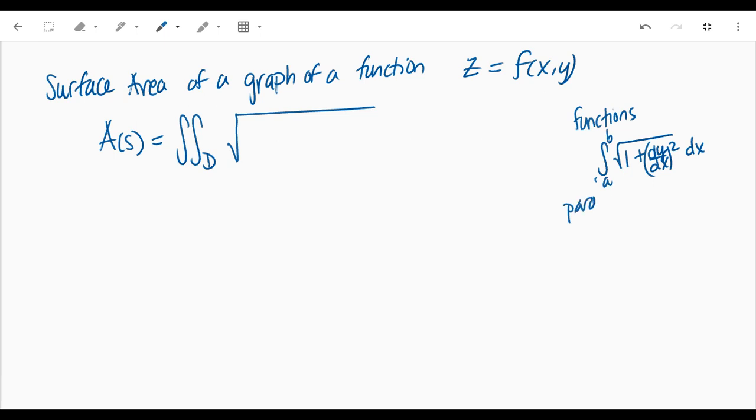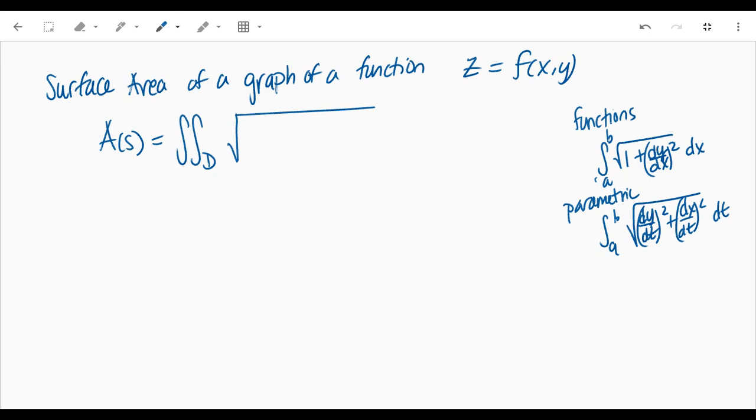And then when you did parametric, you did the integral from a to b of the square root of (dy/dt) squared plus (dx/dt) squared dt, and a and b were t values. Remember that from Calc BC? Okay, so we're going to do something really similar.